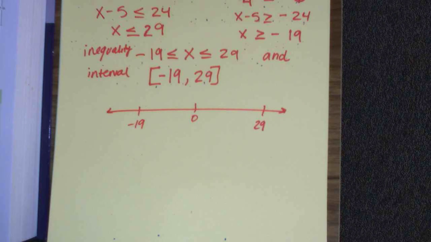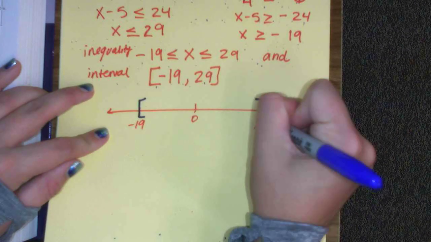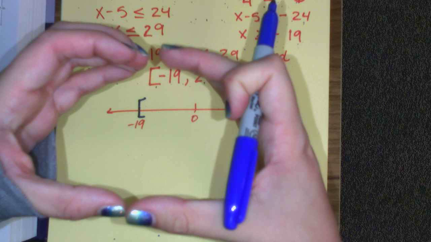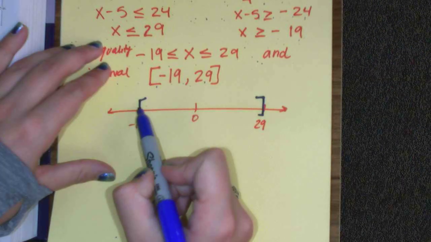That would be an OR. Yes, okay, there are brackets at both, facing inward. Okay, if it's an and, it's all going to the middle. Okay, if it's or, they're both going out. Okay.